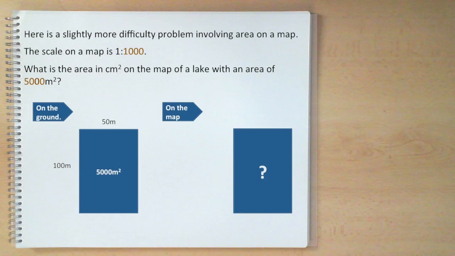Well, we don't know what the area on the map is, but we know that one side is 50 metres and the scale is 1 to 1000. So we do 50 divided by 1000 is equal to 0.05 metres. That's 5 centimetres. Similarly, the other side is 100 divided by 1000, which equals 0.1 metres, which would be 10 centimetres on the actual map. So this is going to give us an area for our lake on the map of 5 centimetres times 10 centimetres, which is 50 centimetres squared.